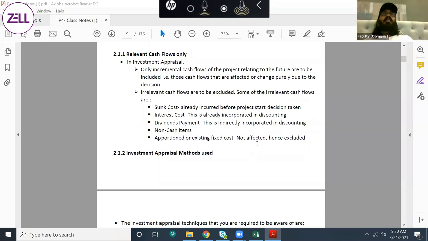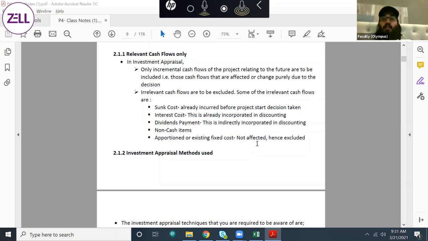Guys, any cost that is already incurred does not change the decision you're going to take. What is a relevant cash flow? If this cost comes in, I may take a project or I may not take a project, because that income or expense will change my decision. But R&D is something that is already done. If I start a business or if I don't, my money is gone. So that's not a relevant cash flow for me.